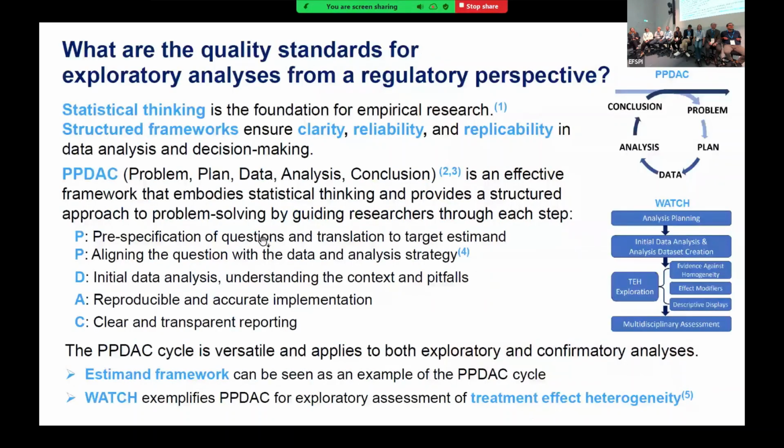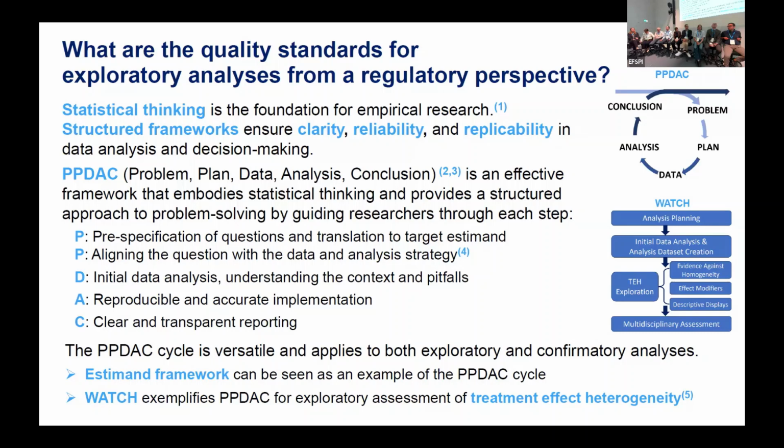So the question that we would like to ask, I told you, bear with me. The question that we would like to ask is, what are the quality standards for exploratory analysis from a regulatory perspective? And let me unfold the thinking process behind this question. We think that it's very critical to have statistical thinking. It's a very important tool for us to ensure some quality standards. Also, it's the fundamental tool to answer questions with the data, get insights from the data. But if we want to get clarity, reliability, and replicability in data analysis and decision making, the statistical thinking should be combined with some structured frameworks.